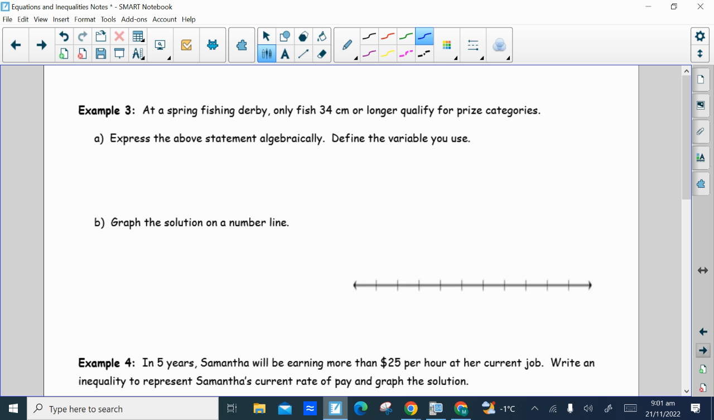So example 3 says at a spring fishing derby, only fish 34 centimeters or longer qualify for prize categories. Express the above statement algebraically, define the variable that we use. So because we're talking about the size of the fish, that's what our variable will have to represent. And we could say S for size or L for length. Doesn't matter.